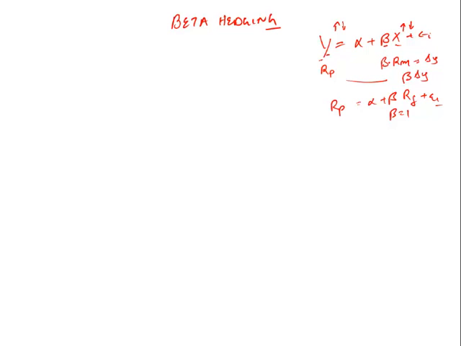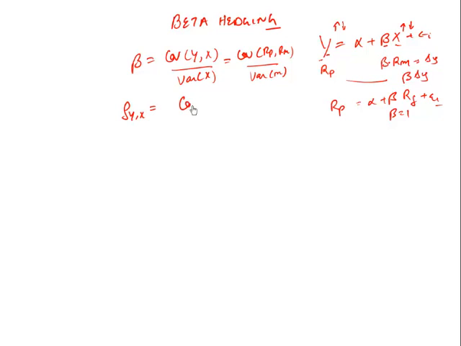Please remember, beta is calculated as the covariance of the dependent variable with the independent variable upon the variance of the independent variable. The covariance of the portfolio with the market, generally divided by the variance of the market. Please recall the formula of correlation between y and x. Correlation was defined as the covariance of y and x divided by the product of the standard deviations.